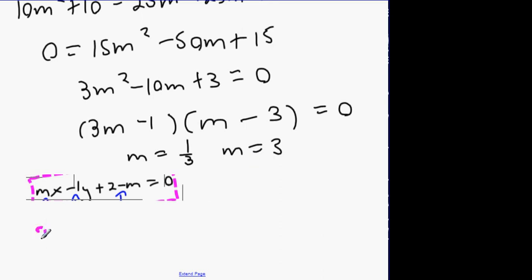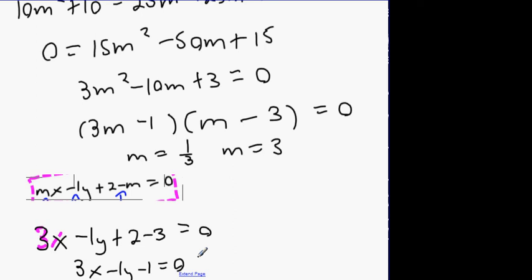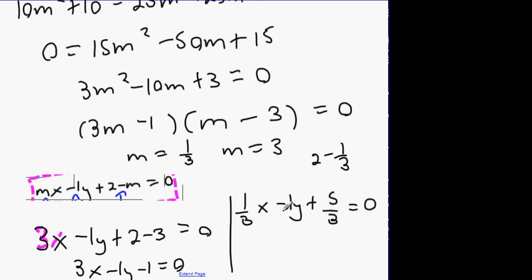If I'm in a test, I'm going to start off with 3. 3 is easy money, no fractions. 3x minus 1y plus 2 minus 3 equals 0. 3x minus 1y minus 1 equals 0. That's your first equation. Your second equation is going to be a third x minus 1y plus 2 minus a third. Now 2 minus a third, I'm going to change that top heavy right away. It's going to be 6 over 3 minus 1 over 3, which is going to get me 5 over 3 equals 0. I'm going to multiply both sides by 3, and you're going to get x minus 3y plus 5 equals 0.